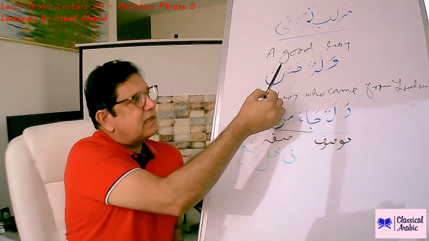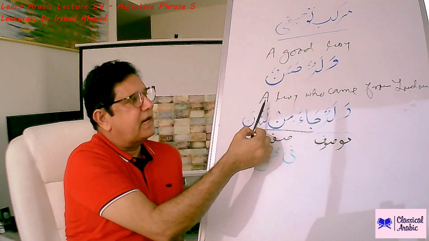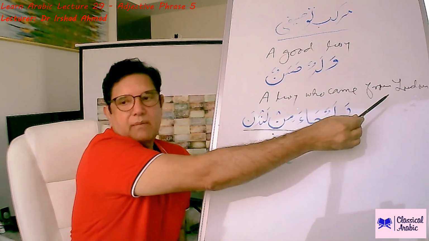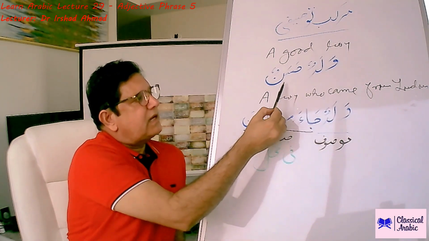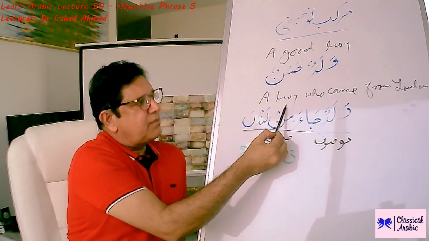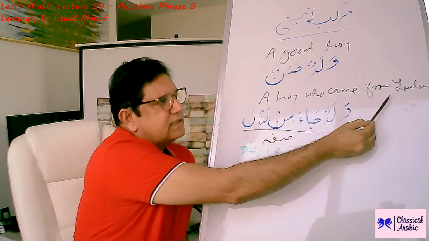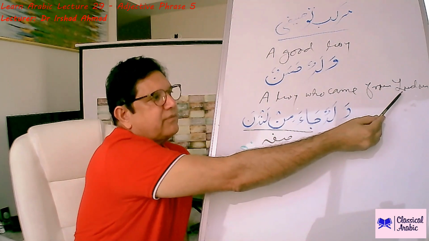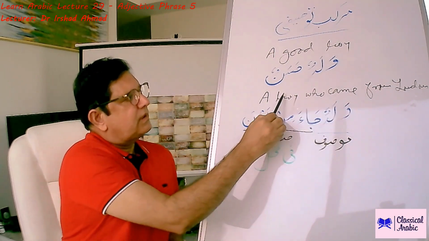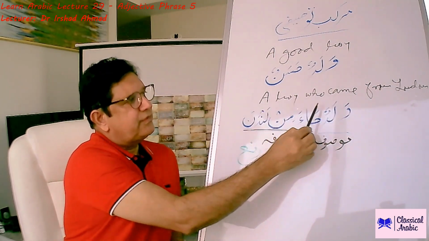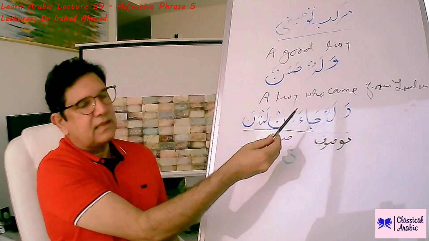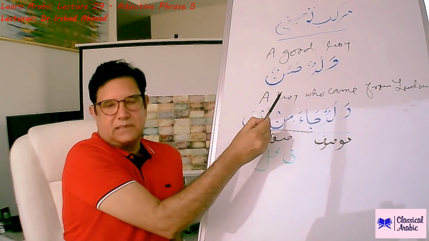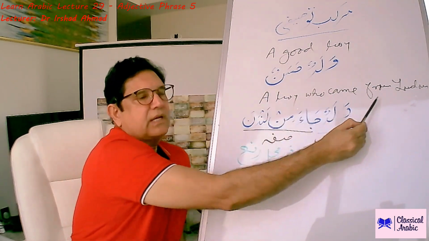Let us look at the boy again and rephrase it. We can say a boy who came from London. So what is happening here is that a boy, and this is a description of that boy. What kind of boy? The boy who came from London. So again, this is Mawsuf and that is Sifa, but in this case Sifa is not a single word, which is much easier. Sifa is actually a whole sentence.